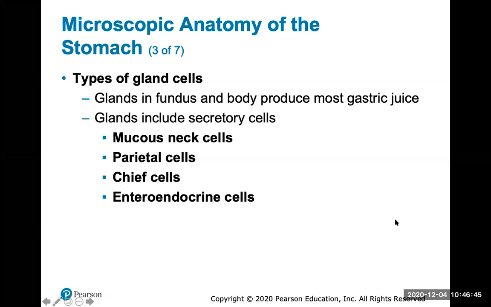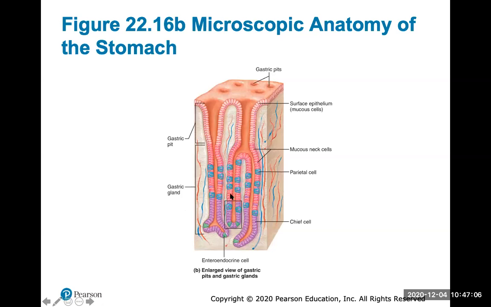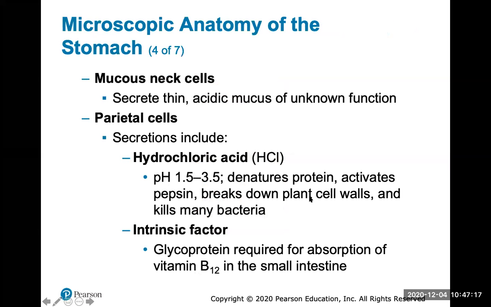Here are different types of gland cells. These are glands in the fundus and the body of the stomach that produce most of the gastric juice. The glands include secretory cells, and I do want you to know these secretory cells because they're really important for some of the digestion. The mucous neck cells, parietal cells, chief cells, and enteroendocrine cells. And all these different cells, you can see that they line these gastric pits, and they all secrete a different substance to help to absorb or digest foodstuffs that get trapped in these gastric pits.